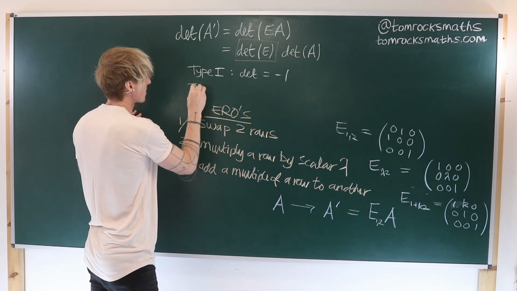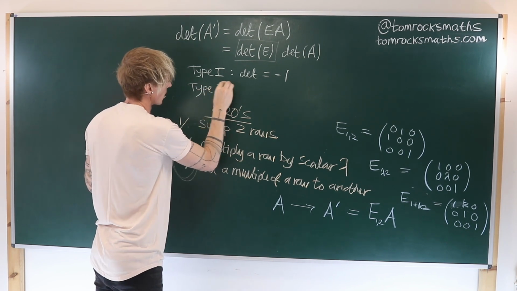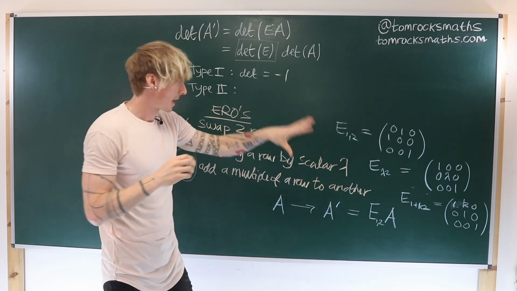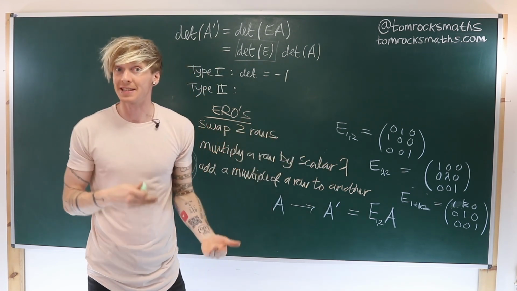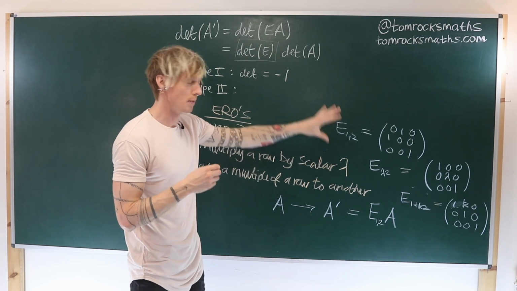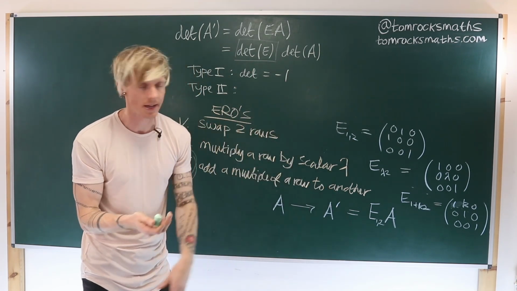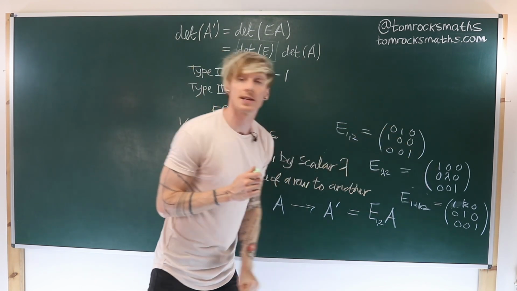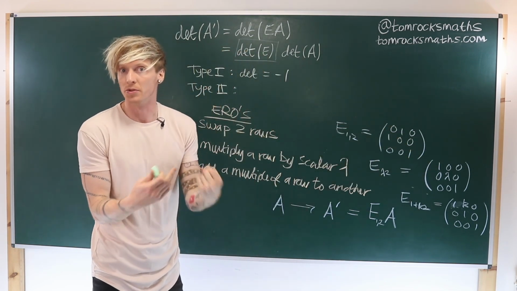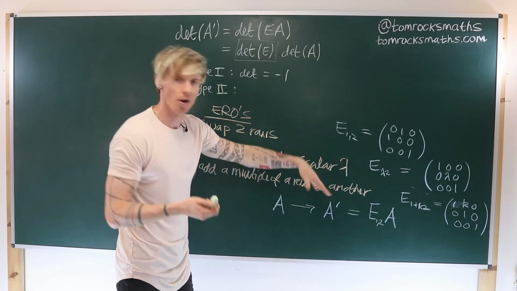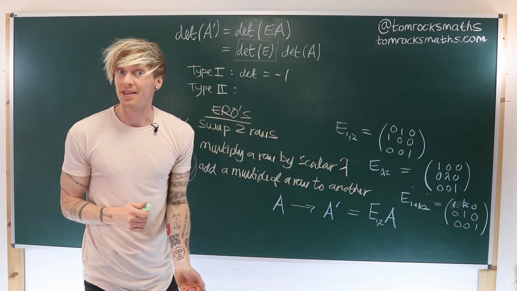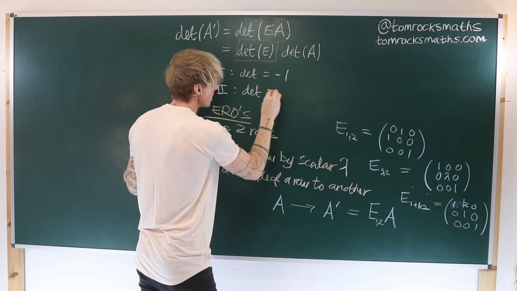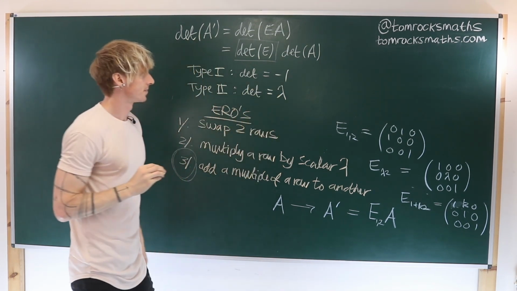Similarly, for a type 2 ERO, where we multiply a row by a scalar, again, the properties of the determinant say this is equivalent to multiplying the original determinant by that same scalar. We started with the identity, so the original determinant was 1. We multiply a row by lambda, the determinant therefore becomes lambda. So here, the determinant is equal to lambda.